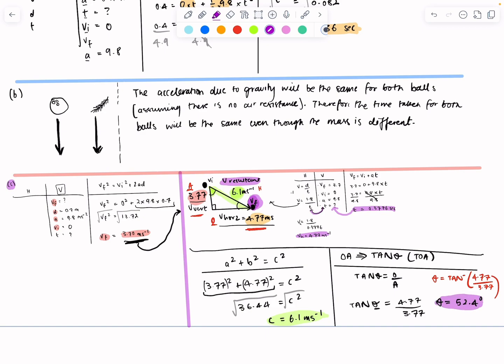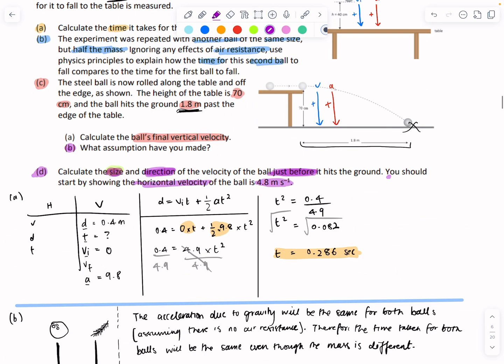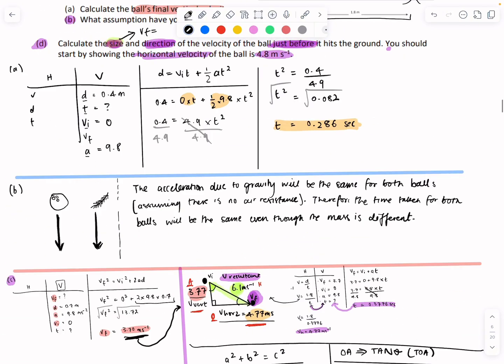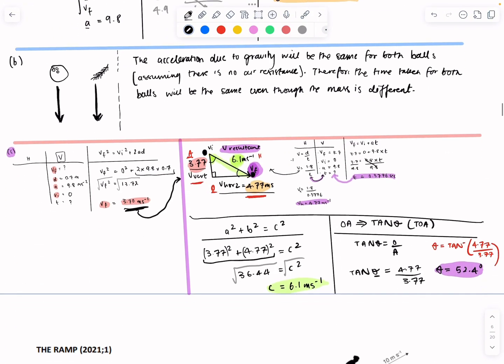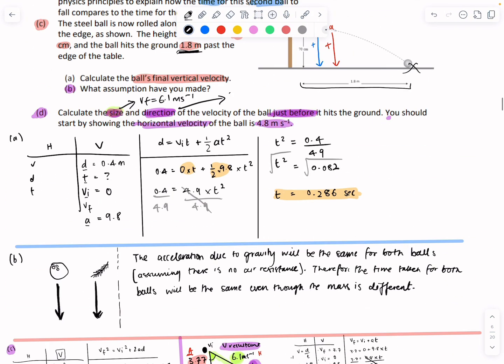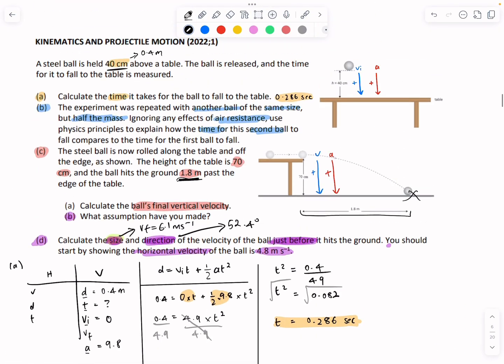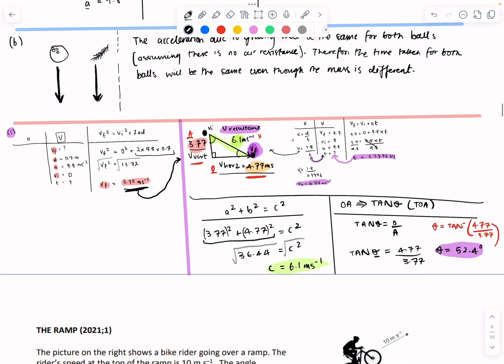Okay, so we know that the size of velocity just before the ball hits the ground is going to be 6.1 meters per second, and then the direction is going to be going down at 52.4 degrees. Boom! Well done for making it this far.